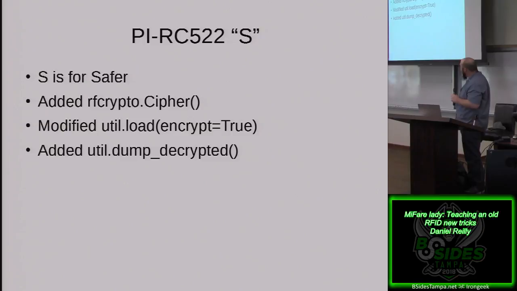And so, rather than making a whole set of encrypted load functions, I just piggyback theirs and say if you throw encrypted and true in there, it will do it. And then util.dump decrypted: they didn't even have an actual card dump thing on there to get back the memory, it would just print it out to the command line. So I added a dump decrypted, which will return the memory as an object for you to play with. That's up on my GitHub now.